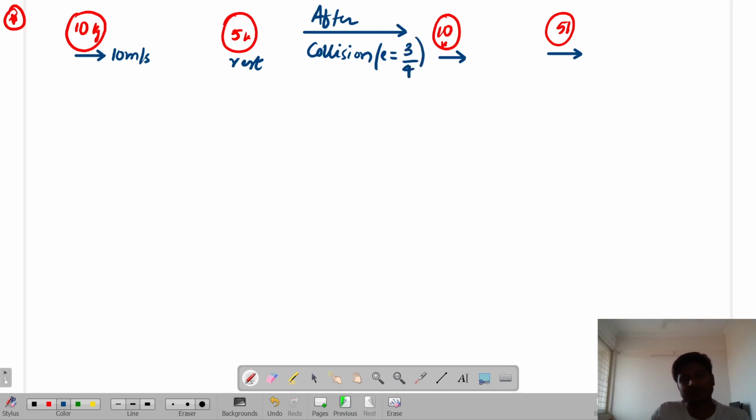How much was my e value? 3 by 4. Then find the velocity of 10 kg, which is v1, and the velocity of 5 kg, which is v2. Tell me, what will it be? You have to find v1 and v2.